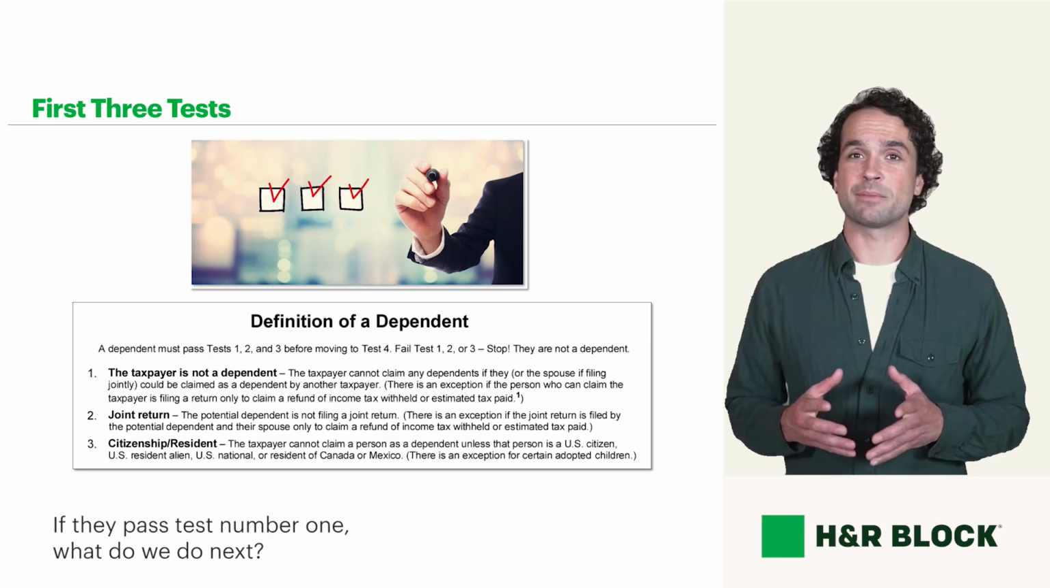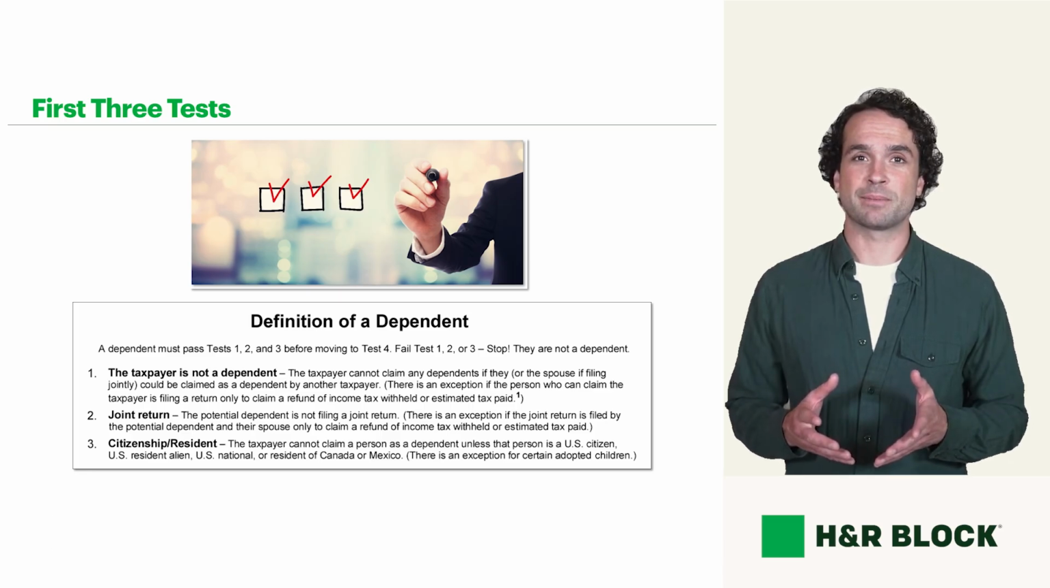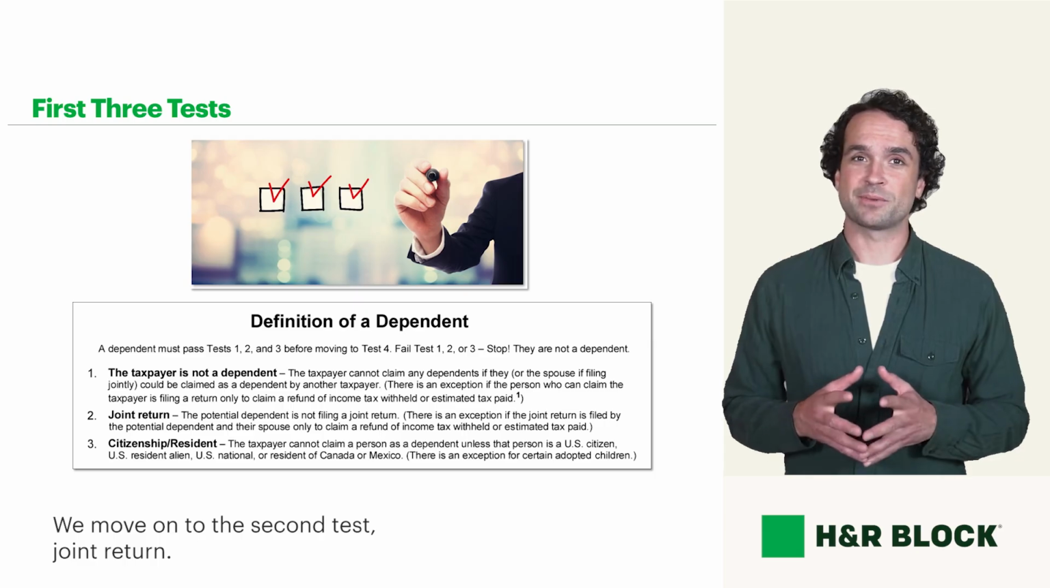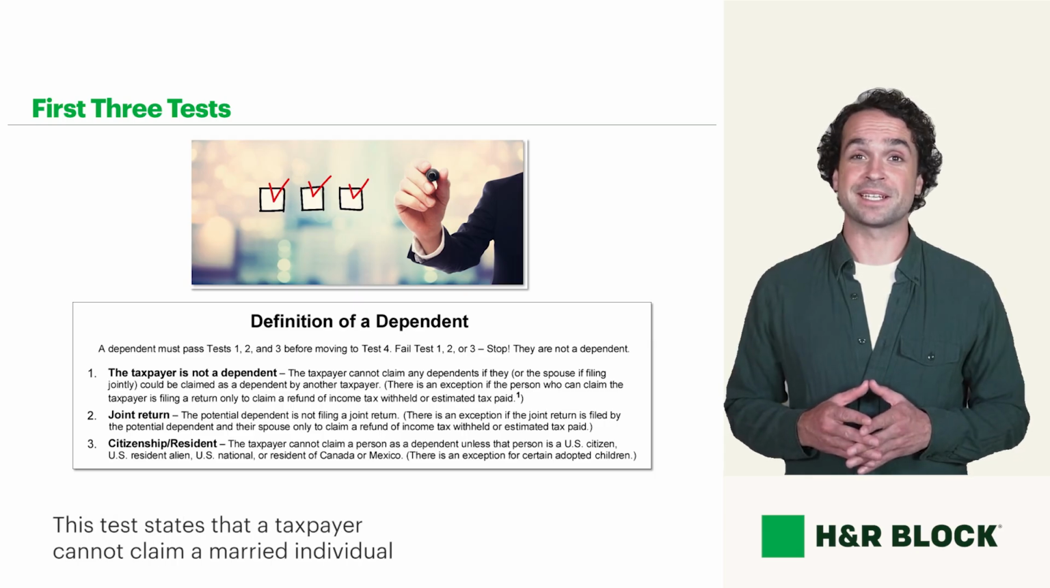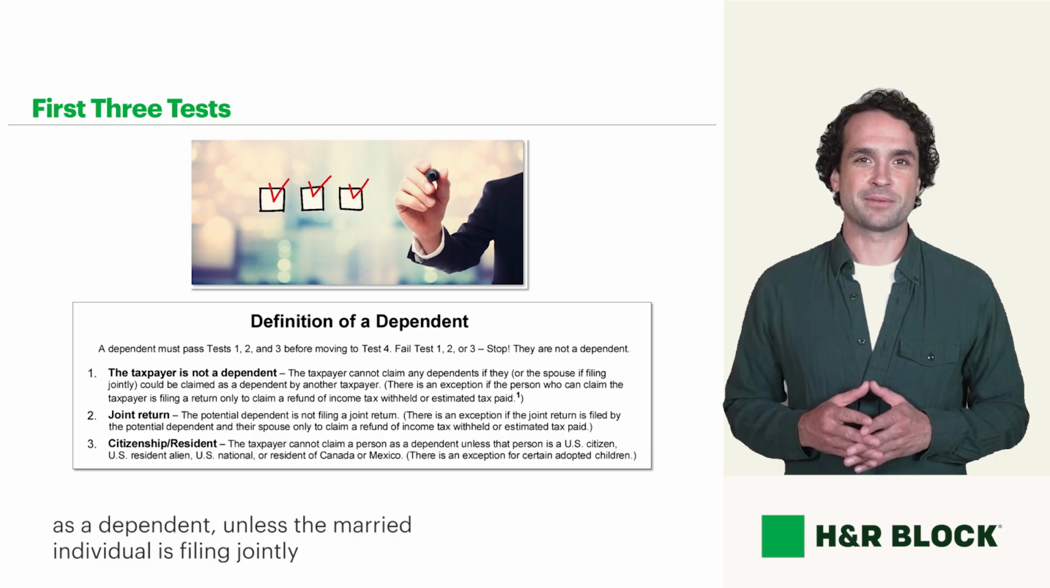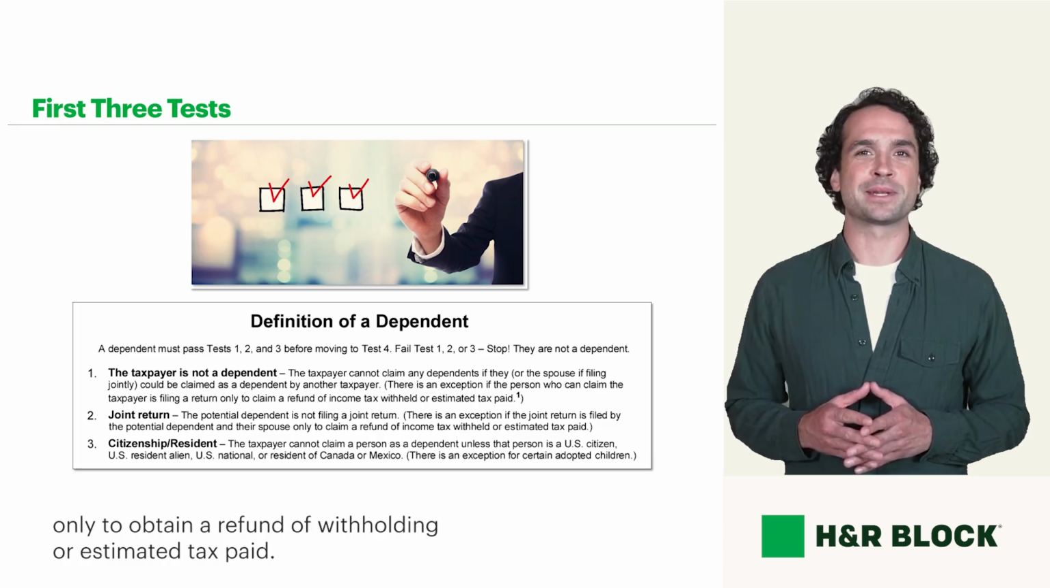If they pass test number 1, what do we do next? We move on to the second test, joint return. This test states that a taxpayer cannot claim a married individual as a dependent unless the married individual is filing jointly only to obtain a refund of withholding or estimated tax paid.